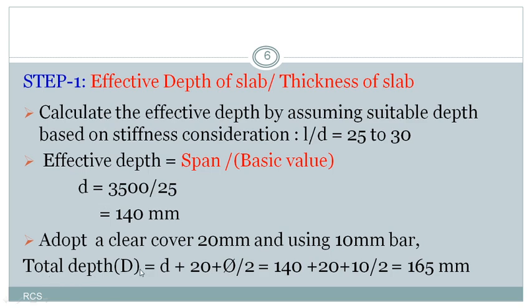The total or overall depth can be calculated as effective depth plus clear cover. It is not effective cover here. Clear cover plus half of the diameter of the bar will give the total depth. That is equal to the effective depth assumed, 140 based on the stiffness criteria, plus the clear cover of 20 and half of the diameter, 10 by 2. The overall depth of the slab will be 165 mm. So from this step I have calculated the effective depth as 140 mm and the overall depth as 165 mm.